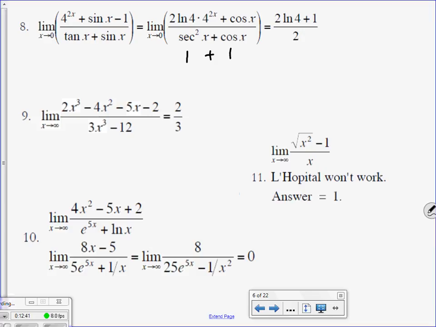All right, 9 is 2/3. Are there any questions on number 9? Now, this is one where you could have just compared degrees instead of going through L'Hopital's. Yeah, that was one because x was approaching infinity. Okay.